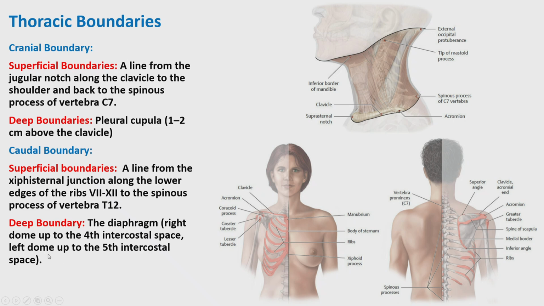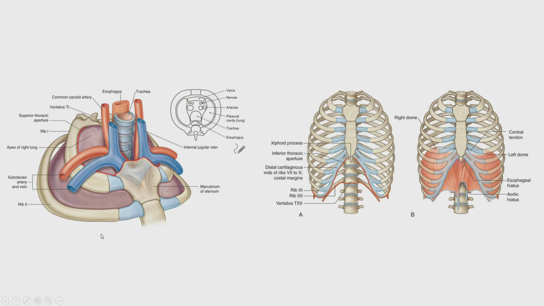Do you know why the dome or convexity of the diaphragm on the right side is higher than on the left side? Yes? It is because of the liver, because of the position of the liver. So this number is very important according to the deep boundary.